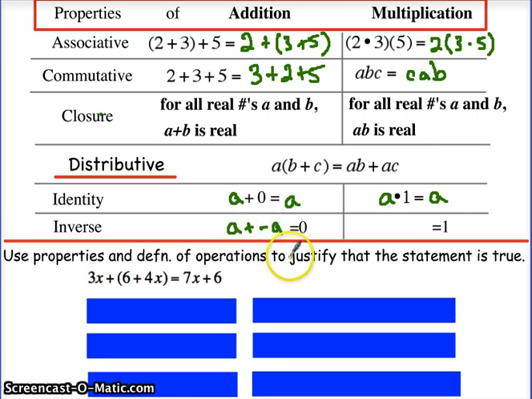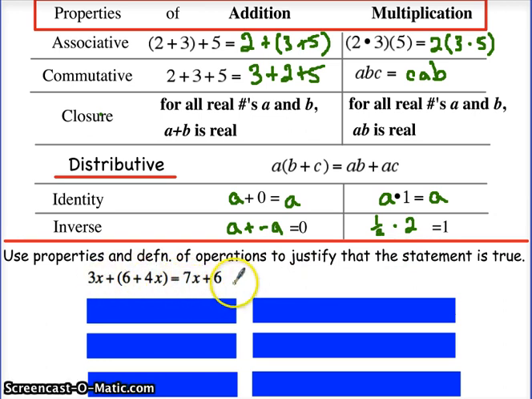So a plus negative a would be 0. Or something like 1/2 times 2. If you multiply those two things and they give you 1, they give you back the identity, then you've used the inverse property. One way you'll be using that in your homework is to actually justify why we can do operations on equations and expressions.